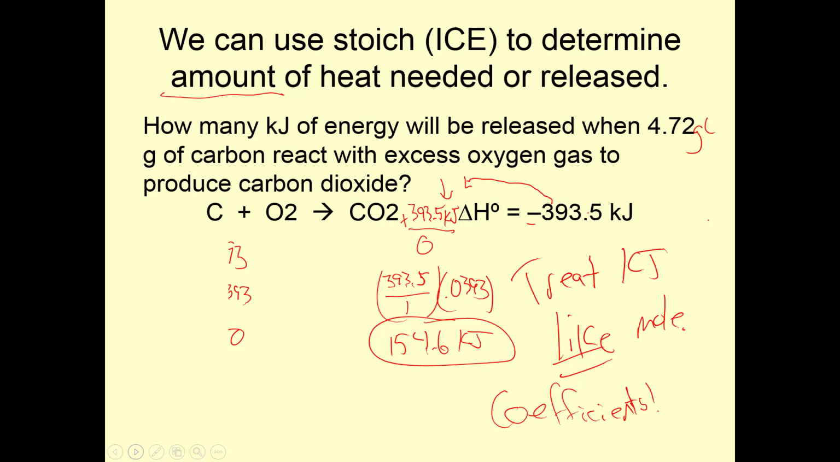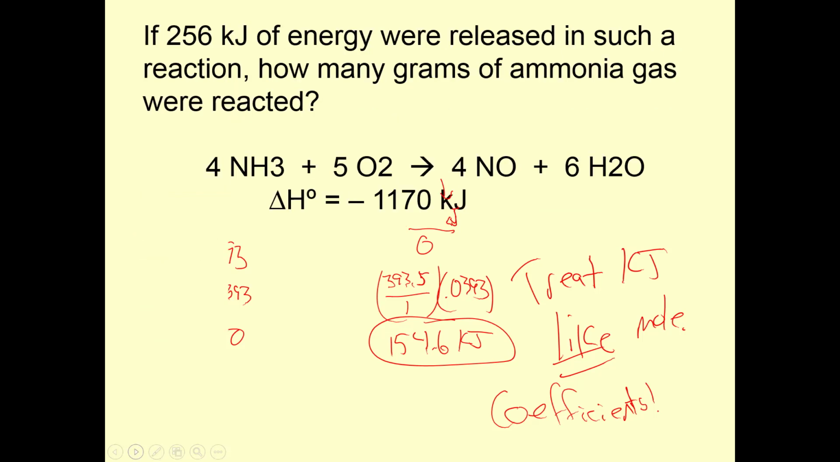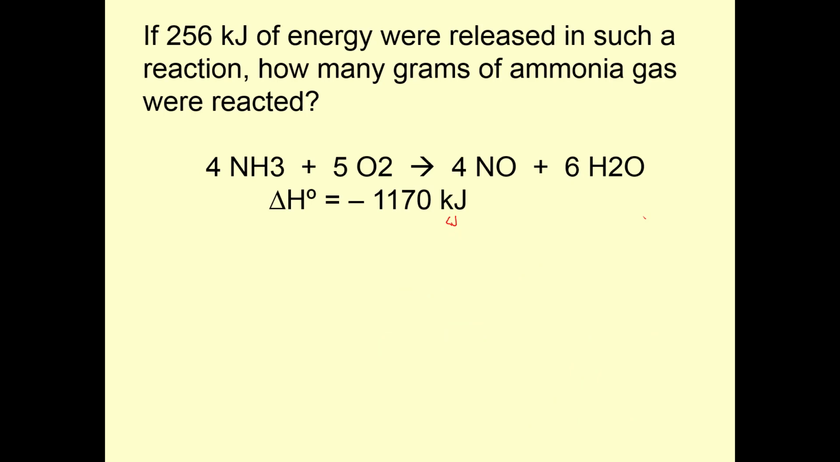All right. Let's go to the next one. If 256 kilojoules of energy were released in such a reaction, how many grams of ammonia gas were reacted? Now notice here I've got negative 1170. So I'm just going to put 1170 on the right, because this is negative. That's why it goes on the right.